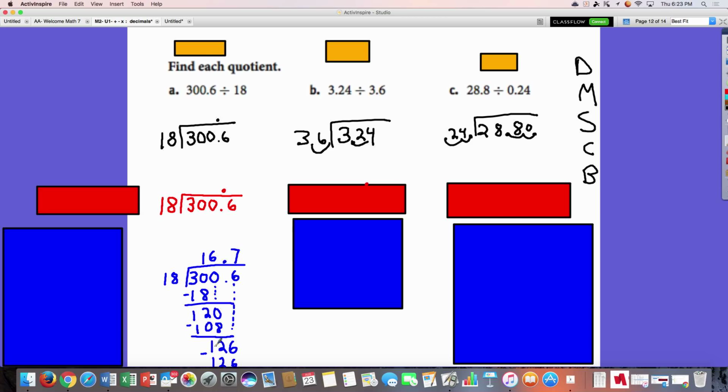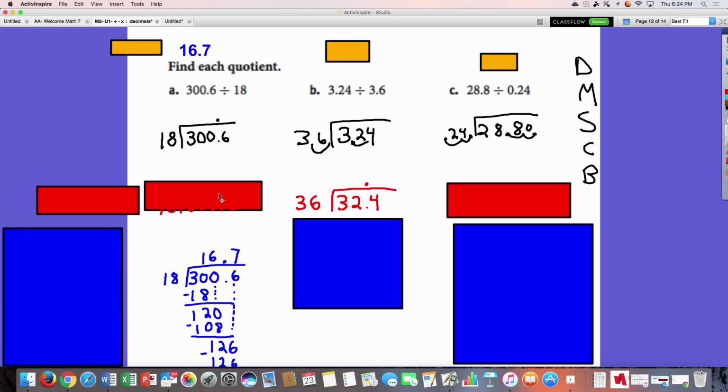I get 12. I check. Is it less? I bring down my last number. Then I divide again. I start over. 18 goes to 126 7 times. Notice I'm keeping my column straight. If I keep my column straight, that's how I know I get the right answer. 7 times 18 is 126. It's kind of hidden down there. I don't know why, but you subtract, you get 0. My answer for number 1 is 16.7. When I say cheeseburger, workout number 2.